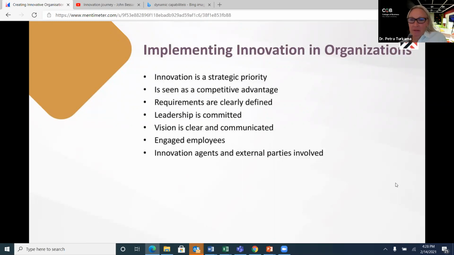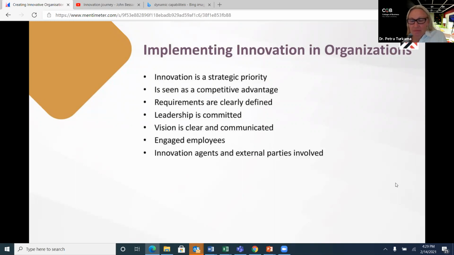It's seen as a competitive advantage. Yes, this is what we build on. Requirements are clearly defined. So this is important because sometimes we have to also have some time to build up this capacity. So in the beginning, maybe we also reward the attempts. It's not only that we give rewards for those who come up with great innovations, but also those who tried, those who participated in challenges and so forth.